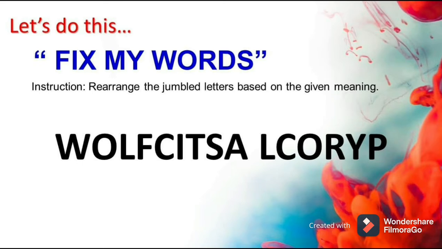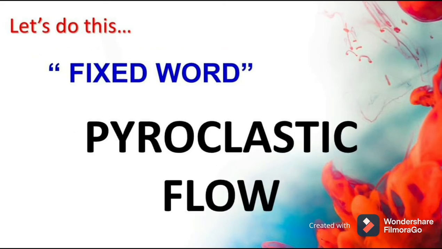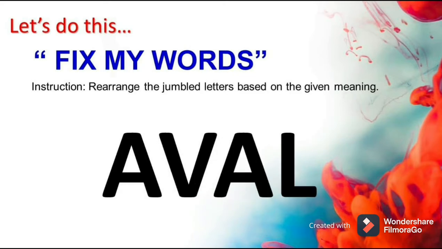It is a fast, turbulent mass of fragmented volcanic materials mixed with hot gases that flow down the slope at a very high speed of more than 60 kilometers per hour. The correct answer is pyroclastic flow. Did you get it right? Excellent, students! The next word has 4 letters.